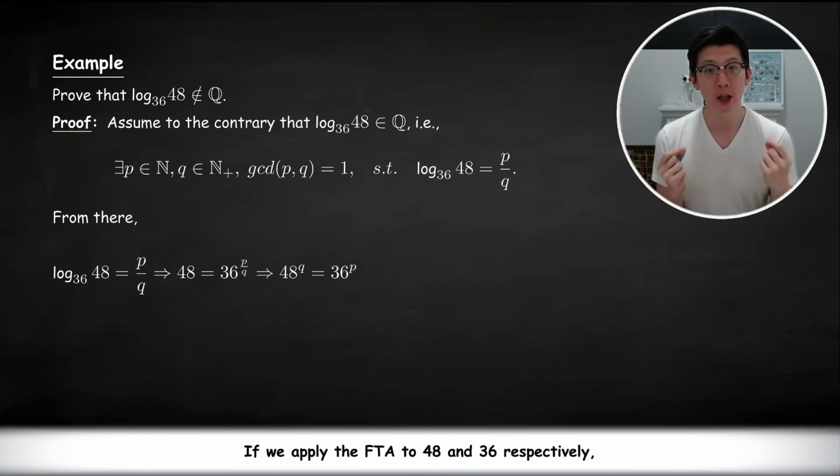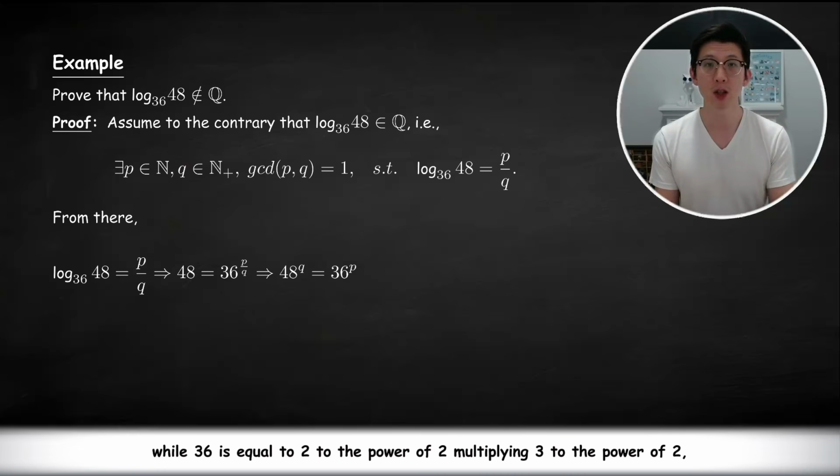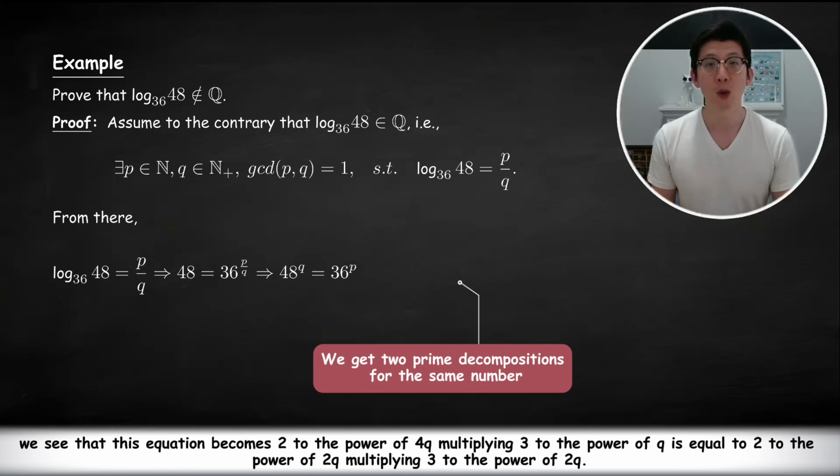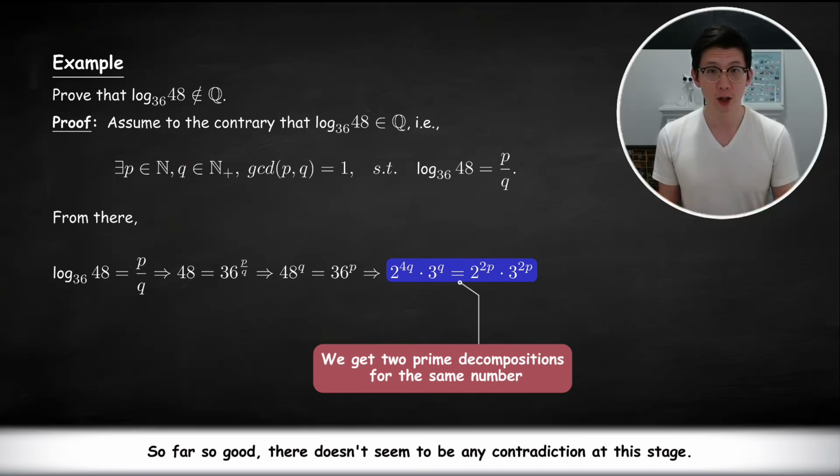If we apply the FTA to 48 and 36 respectively, where 48 is equal to 2 to the power of 4 multiplying 3, while 36 is equal to 2 to the power of 2 multiplying 3 to the power of 2, we see that this equation becomes 2 to the power of 4q multiplying 3 to the power of q is equal to 2 to the power of 2p multiplying 3 to the power of 2p. So both ends have the same prime factors. So far so good, there doesn't seem to be any contradiction at this stage.